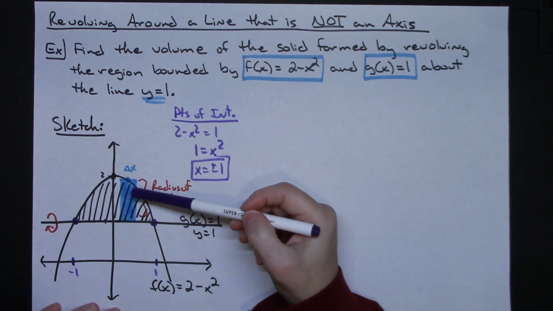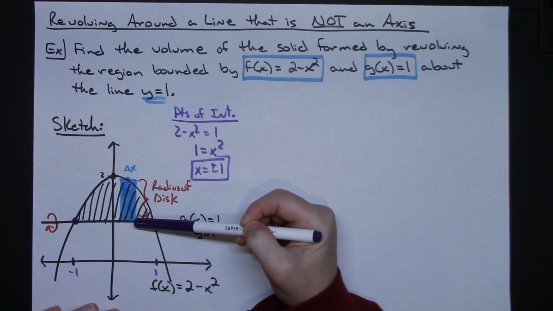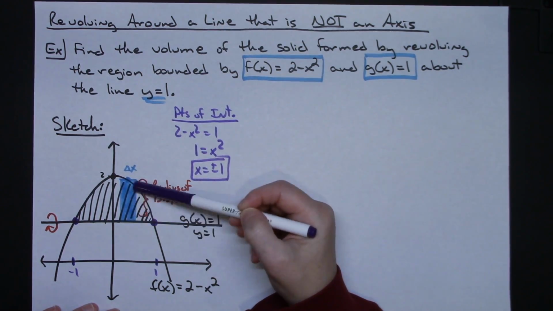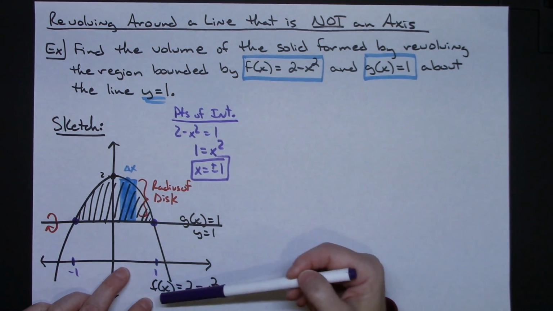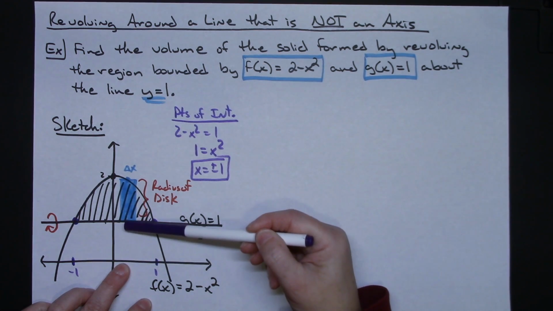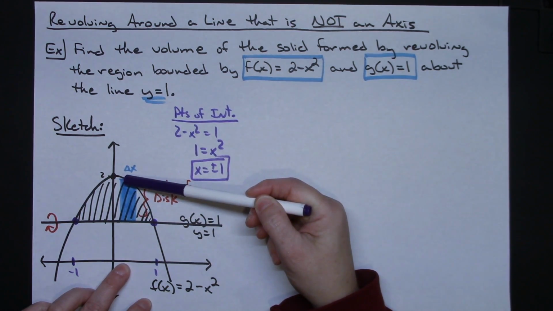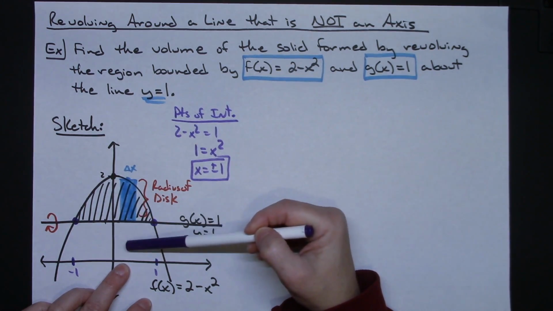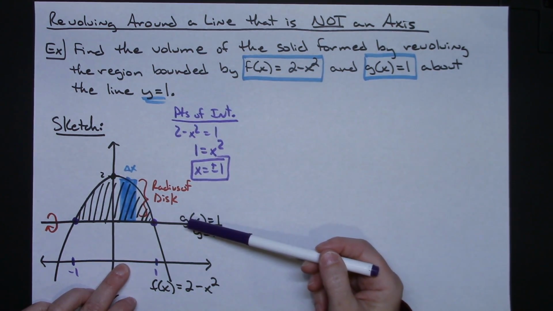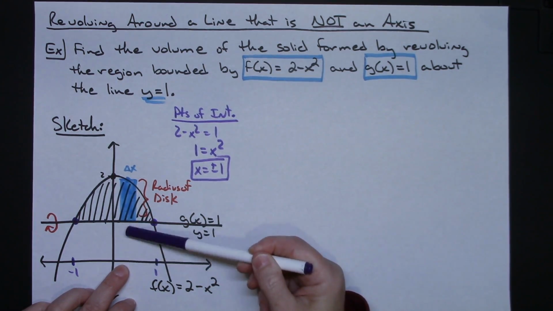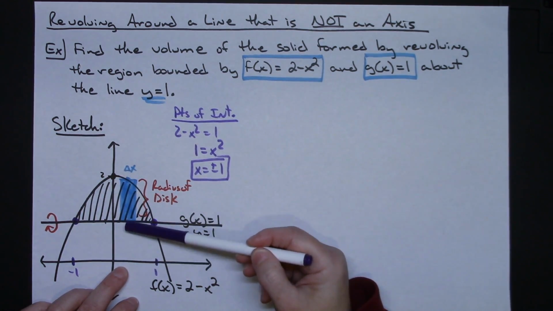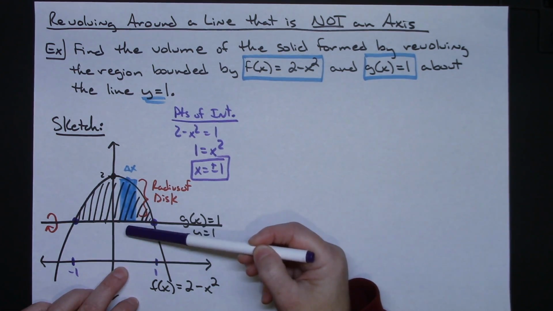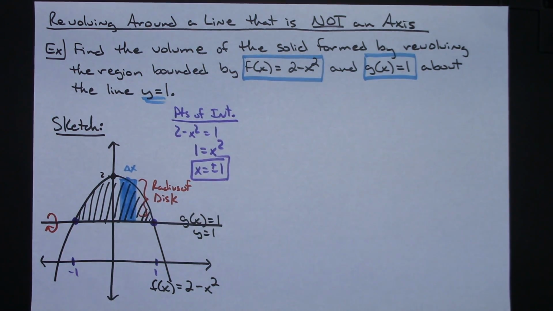Now to get the distance of this radius of my disk, I've got to get this distance. You plug a number into f of x, and that gives me the distance from here all the way up to the f of x curve. But that's too much. I don't need this part, so I subtract whatever I get when I plug a number into g of x. So I take this entire distance to my top curve, minus the distance to the bottom curve. That leaves me with what is left right there. Let's put that in there.